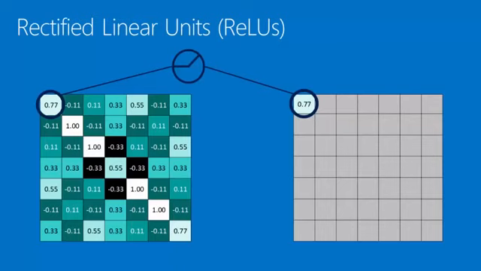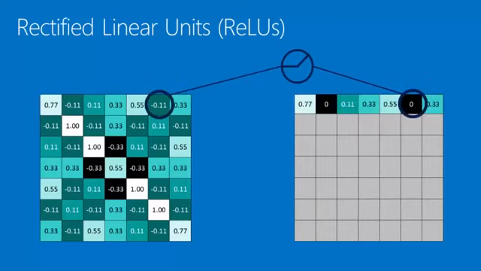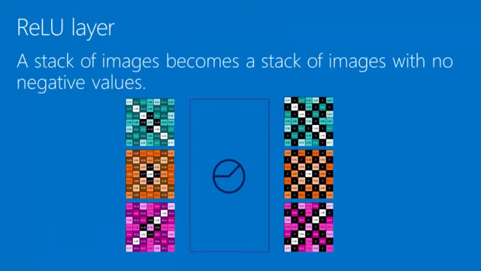But all it does is step through everywhere there's a negative value, change it to zero. Another negative value, change it to zero. By the time you're done, you have a very similar looking image, except there's no negative values. They're just zeros. And we do this with all of our images, and this becomes another type of layer. So in a rectified linear unit layer, a stack of images becomes a stack of images with no negative values.